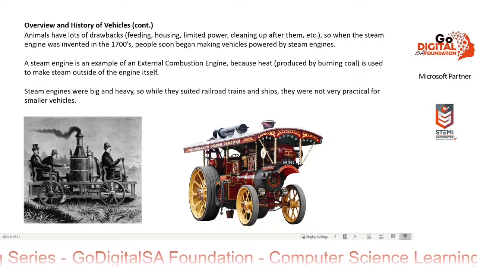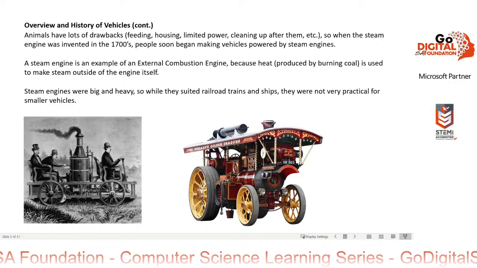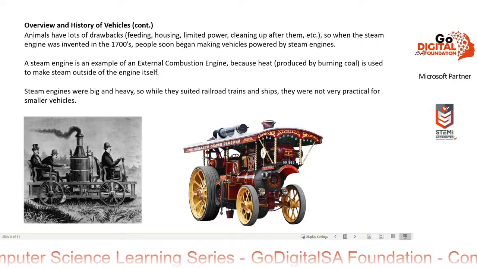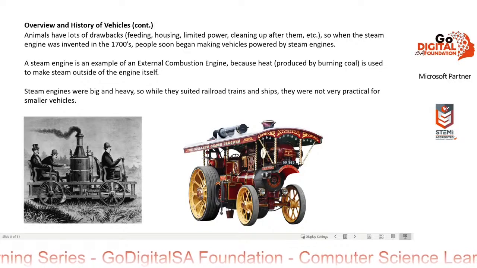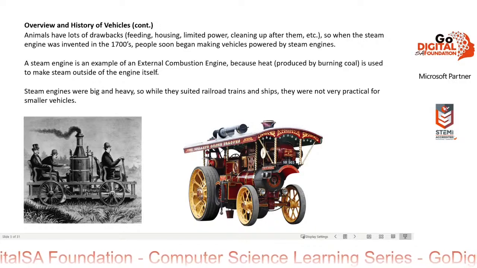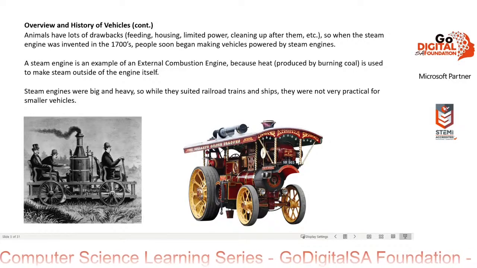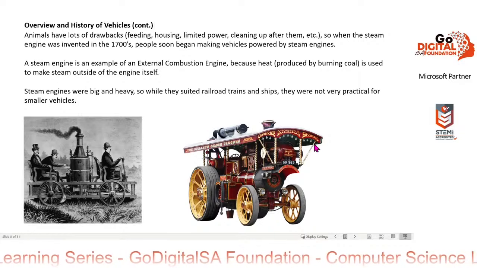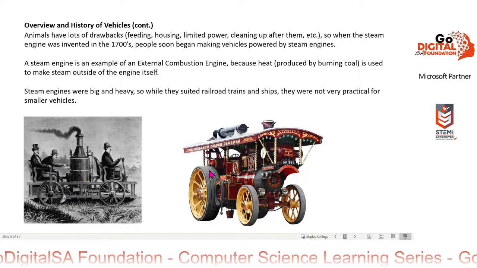So when the steam engine was invented in the 1700s, people soon began making vehicles powered by steam engines. A steam engine is an example of an external combustion engine because heat produced by burning coal is used to make steam outside of the engine itself. So it's an external combustion engine. Steam engines were big and heavy, so while they suited railroad trains and ships, they were not very practical for smaller vehicles. Okay, so this is an early steam-powered car, and this is another one.